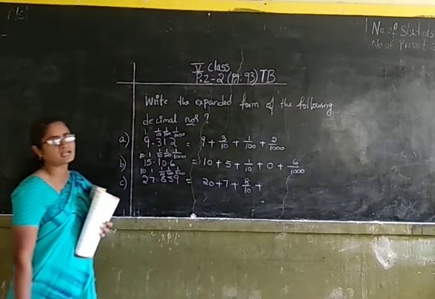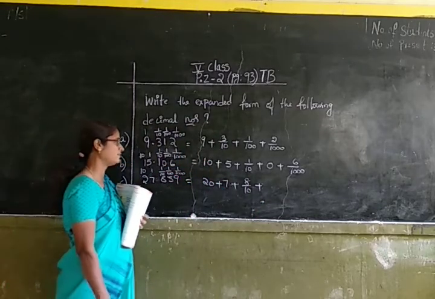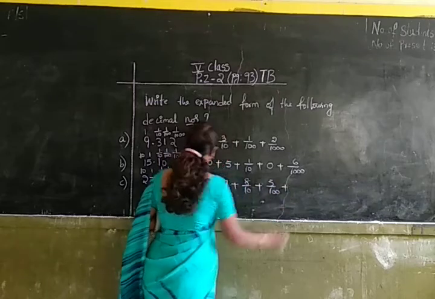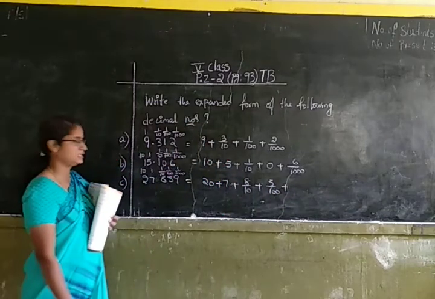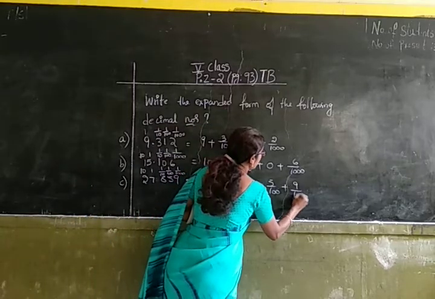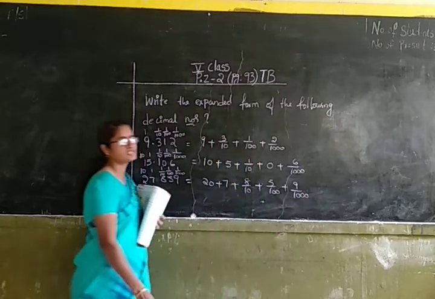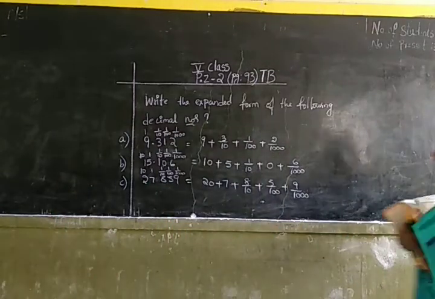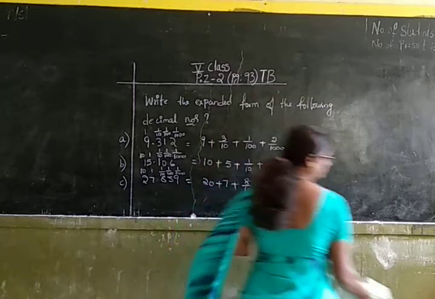Similarly, 5 is in hundreds place, so its place value is 5 into 1 by 100, which is 5 by 100. 9 is in thousands place, so its place value is 9 into 1 by 1000, which is 9 by 1000. Okay, children, this is the way of writing the expanded form. Now let us do the D sum.